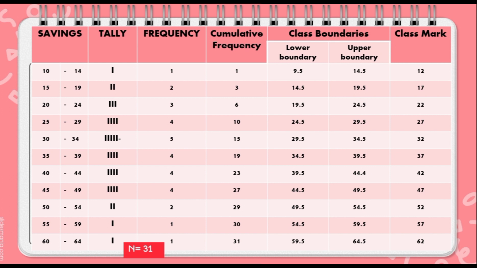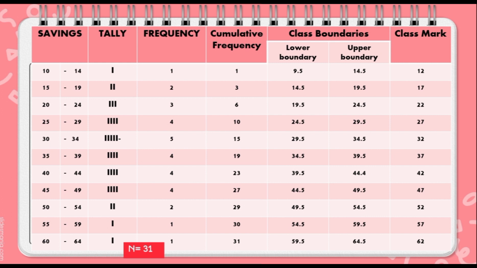Again, 6 plus 4, we have 10. 10 plus 5, we have 15. 15 plus 4, we have 19. 19 plus 4, we have 23. 23 plus 4, we have 27. 27 plus 2, we have 29. 29 plus 1, we have 30. And 30 plus 1, we have 31.